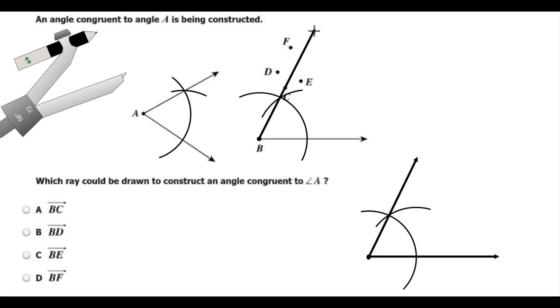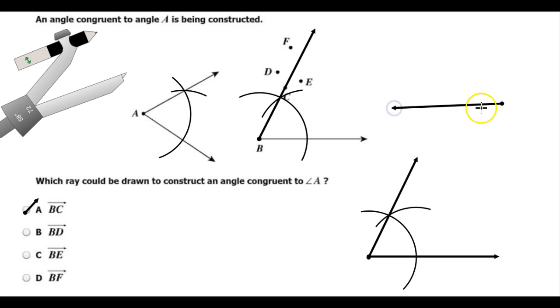And it looks like point C is going to be our correct answer here. So BC, A, is your correct answer. Now, a couple things to remember when you copy an angle. Notice that this ray right here is not parallel to the bottom of your screen, but this ray is. You don't have to have it oriented the same way to be a copy. We're just copying the angle measure. So if this is 35 degrees, angle B right here should be 35 degrees as well.